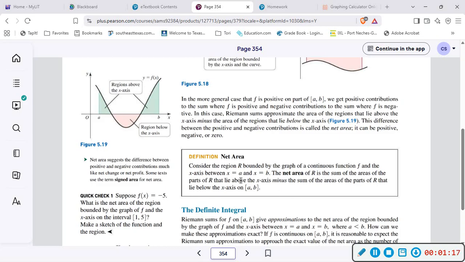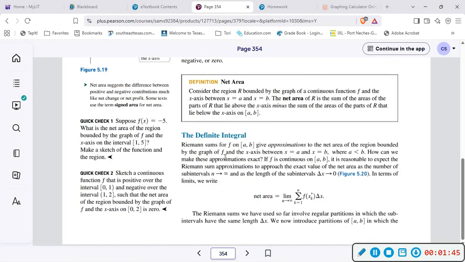It says consider region R bounded by the graph of a continuous function f and the x-axis between some point A and B. The net area of R is the sum of the areas of R that lie above the x-axis, and then minus the sum of the areas of the parts of R that lie below. So the blue above, you would add those, and then you would subtract what's below in red. Then it goes over the definition of the integral.